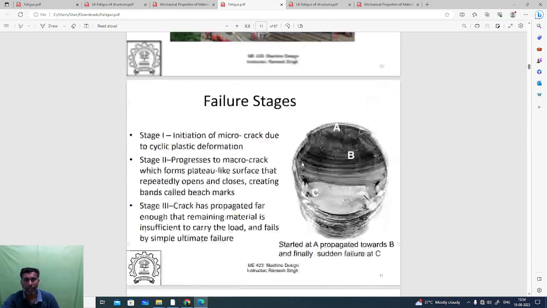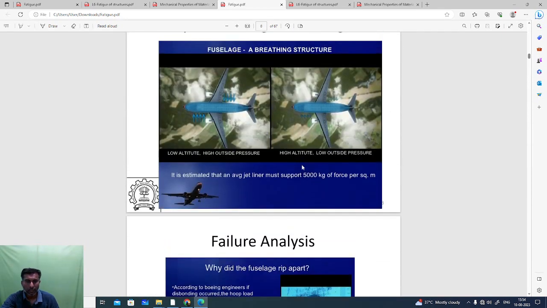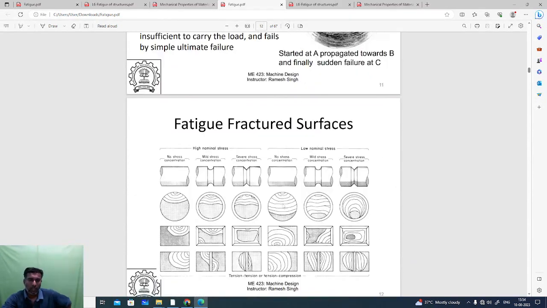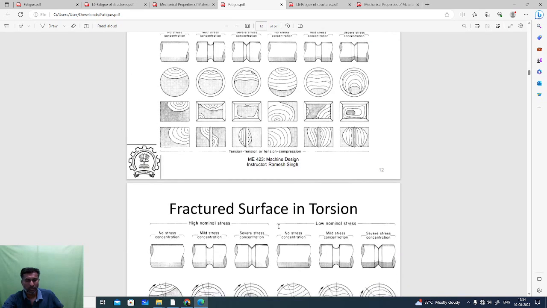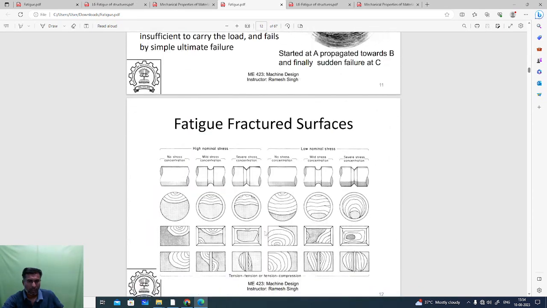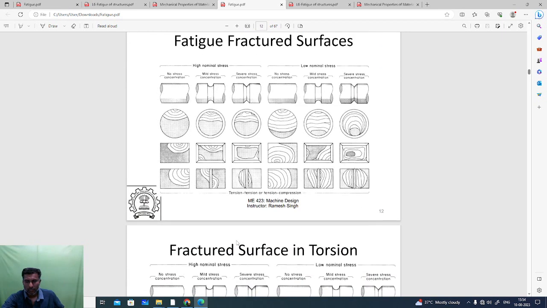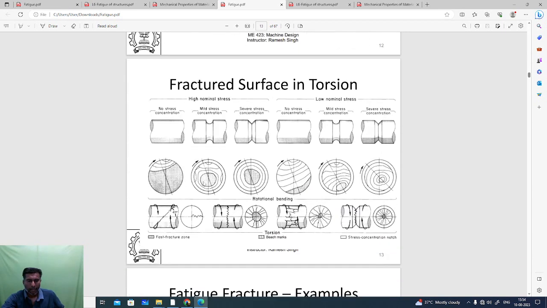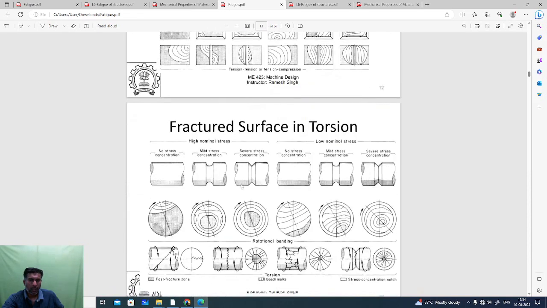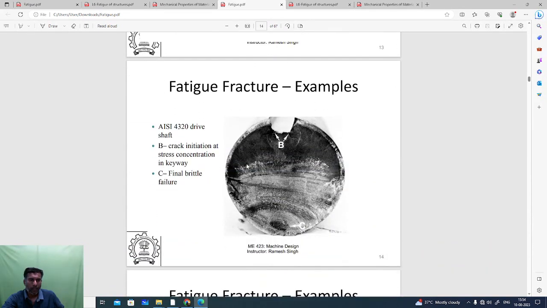That means high stress, low outside pressure. See the difference between the first one, second one and third one, and the difference will be drawn. So this is the fatigue fracture surface in torsion.